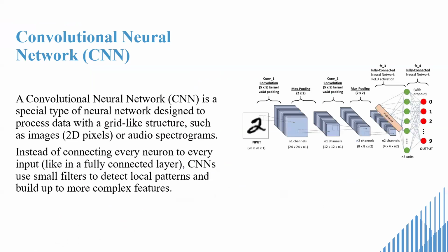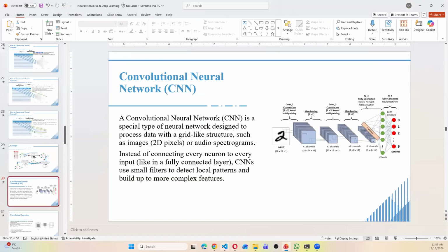So now it comes to one of our good topics, the convolutional neural network, CNN. A convolutional neural network is a special type of neural network designed to process data with a grid-like structure, such as 2D images and audio spectrograms. Instead of connecting every neuron to every input like a fully connected layer, CNNs use filters to detect local patterns and build up more complex ones. So to understand, here we are not using fully connected layers. What we are using is a filter.